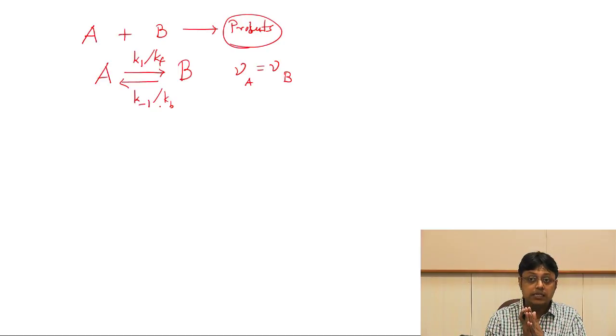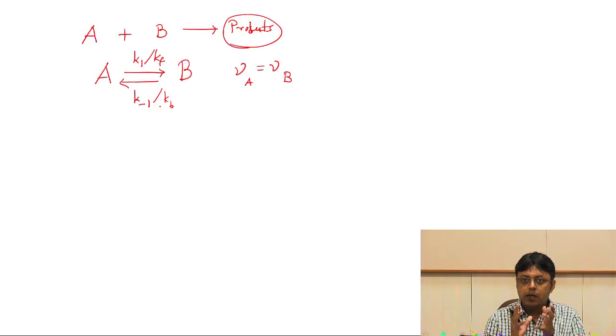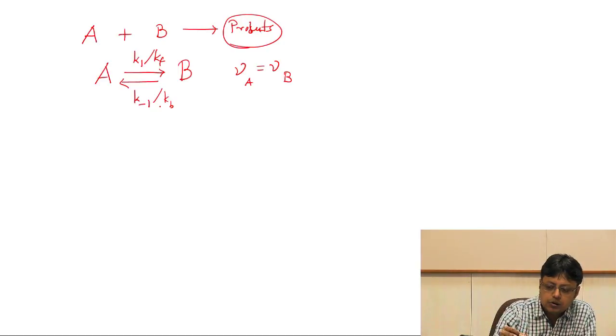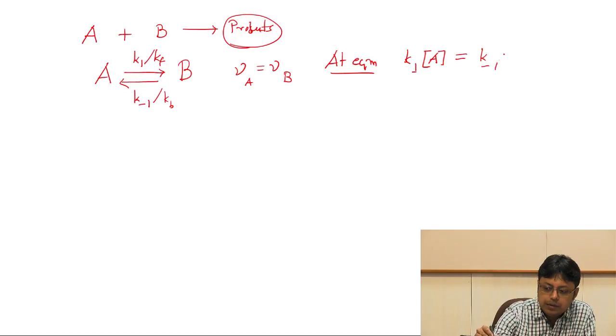And once equilibrium is attained for a particular temperature, if we do not disturb the system, the concentrations will not change. We know that it is a dynamic equilibrium, meaning it's not that A is not forming B and B is not forming A. They are still interconverting. However, the net amount of A and B is unchanged, and at equilibrium we know that the rate of the forward reaction, which is K1 into A, will be equal to the rate of the reverse reaction, which is K minus 1 into B.